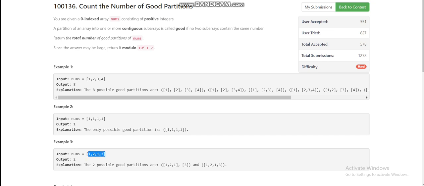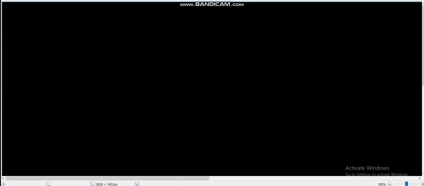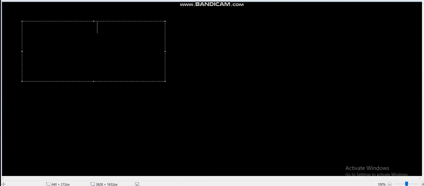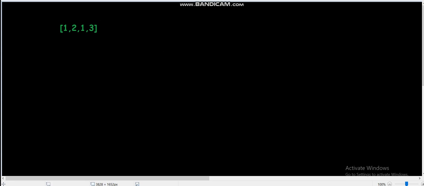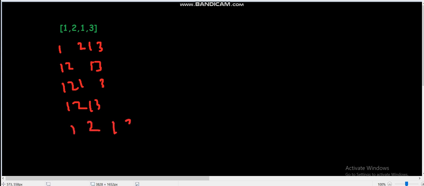So let's take the last example and I'll try to explain what good partitions are. This is our array: 1 2 1 3. Let's divide it into partitions. What could be the possible partitions? One possible partition could be 1 2 1 3, another possible partition could be 1 2 1 3, and another 1 2 1 3, and there could be other possible partitions like that. So now let's consider these five partitions first.